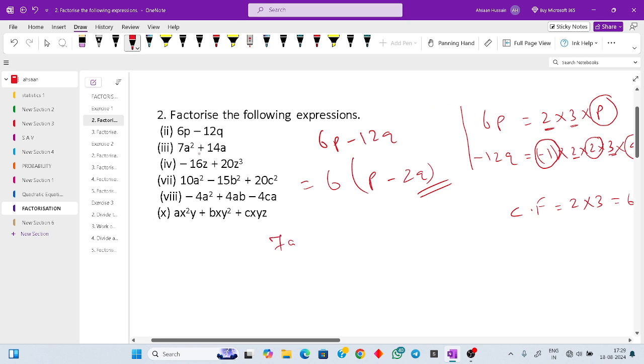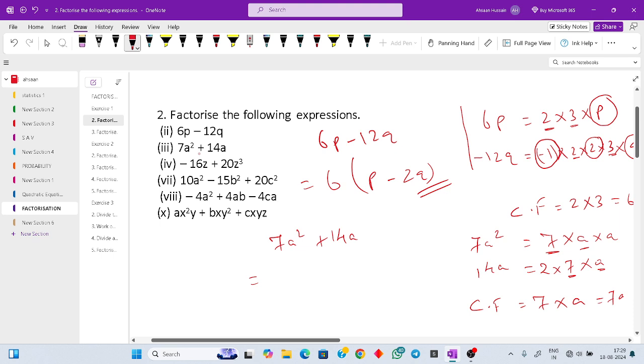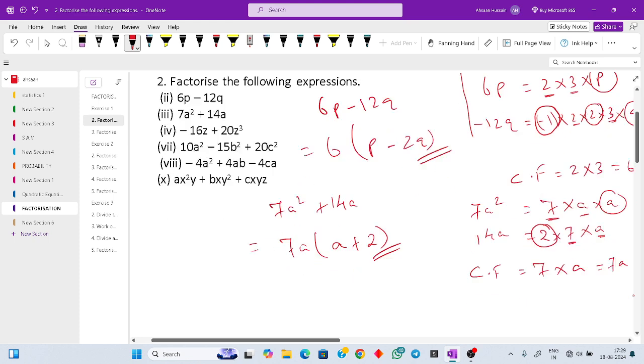Next question is 7a square plus 14a. So what is the common factor of 7a square and 14a? 7a square means 7 into a into a, and 14a means 2 into 7 into a. So the common factor will be this 7 and this a. So the common factor is 7a. So write 7a here. Then what is left here? a. And what is left here? 2. That is positive 2. We'll write plus 2. Done.